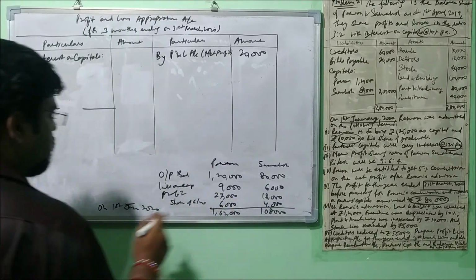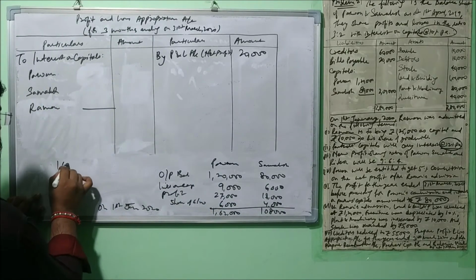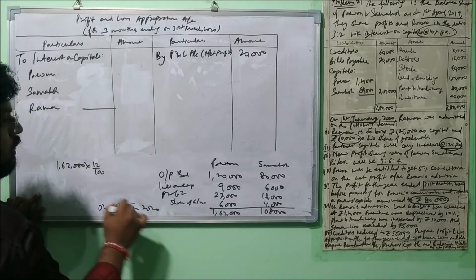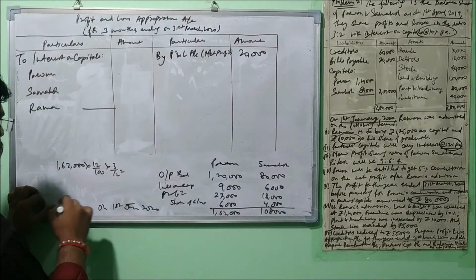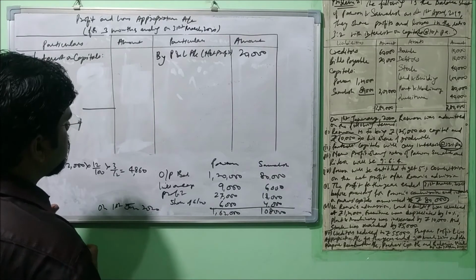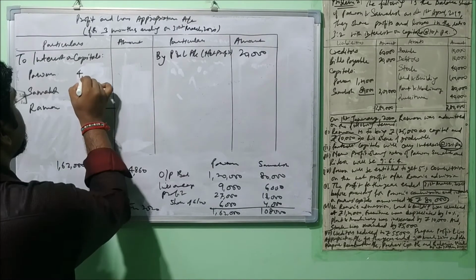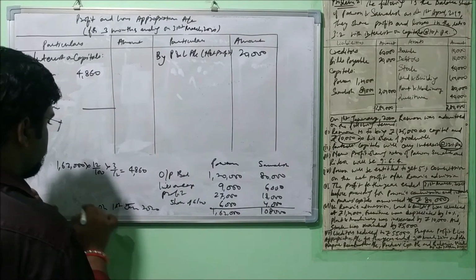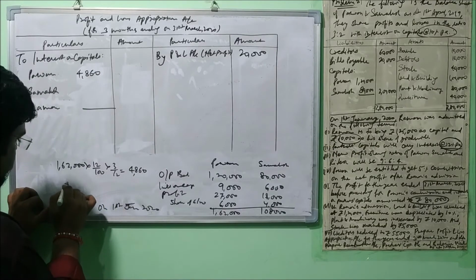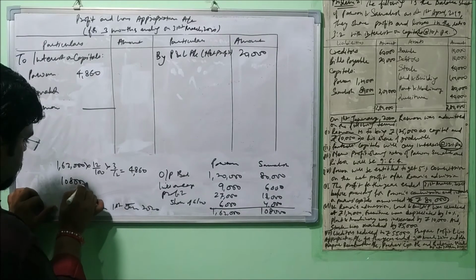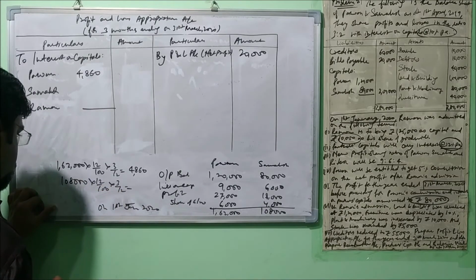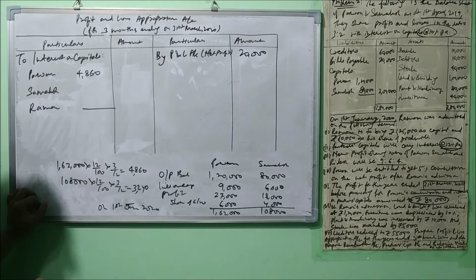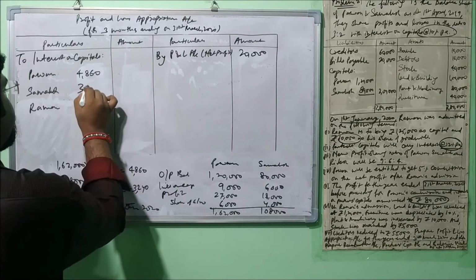Now on this amount we can calculate the interest on capital, but at the rate of 12% for 3 months. So for him how much does it come out? 4,860. Let's mention it here. Now similarly let's calculate for Samaksh: 1,08,000, 12 by 100, 3 by 12. It comes out 3,240. So let's mention it here.